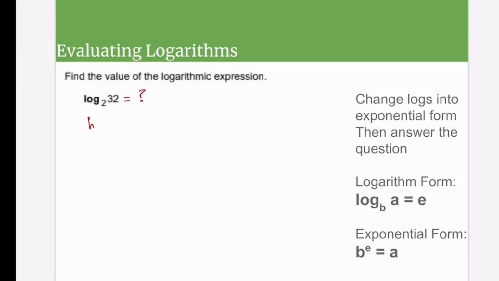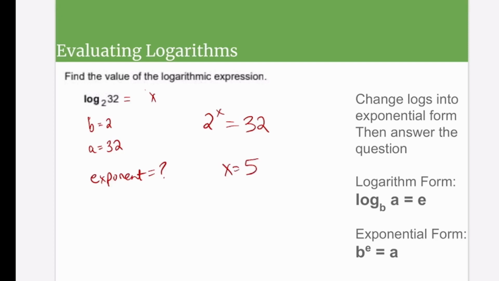idea of what's happening. Your base is 2, the answer is 32, and what we're looking for is the exponent, right? So 2 to what power, let's call that x, is going to give us 32? If you don't know this, you just start plugging in numbers. The answer is going to be 5. So the value of log base 2 of 32 is going to equal 5.